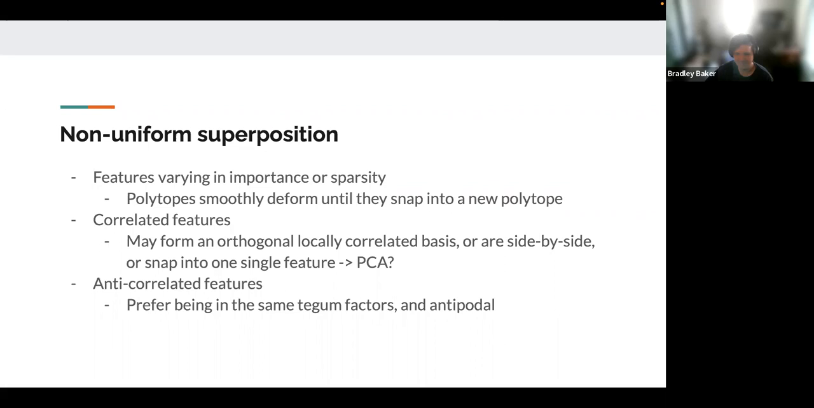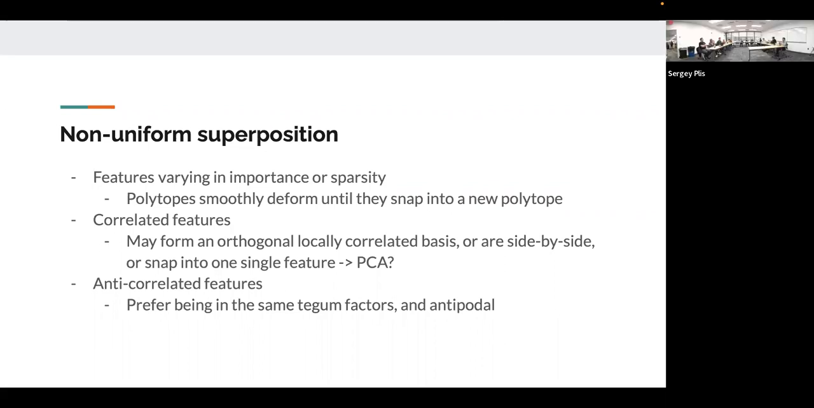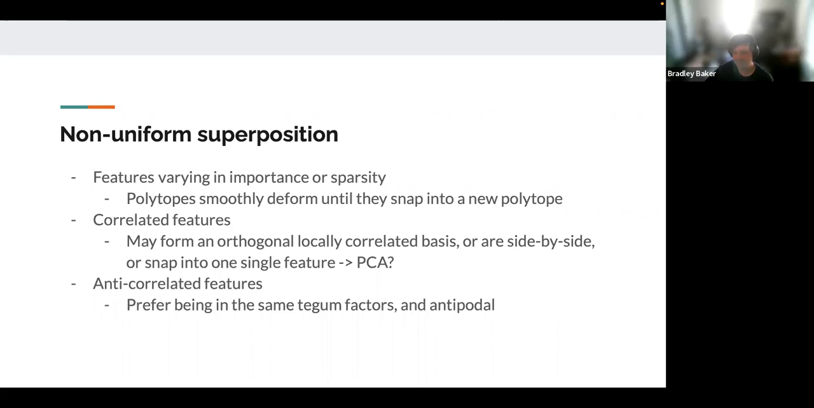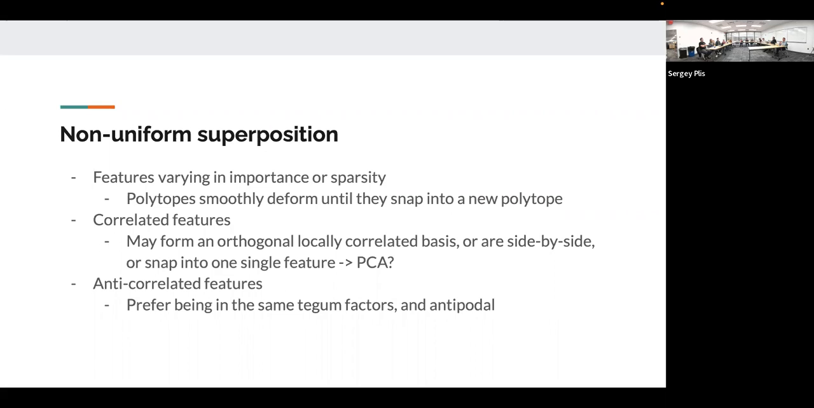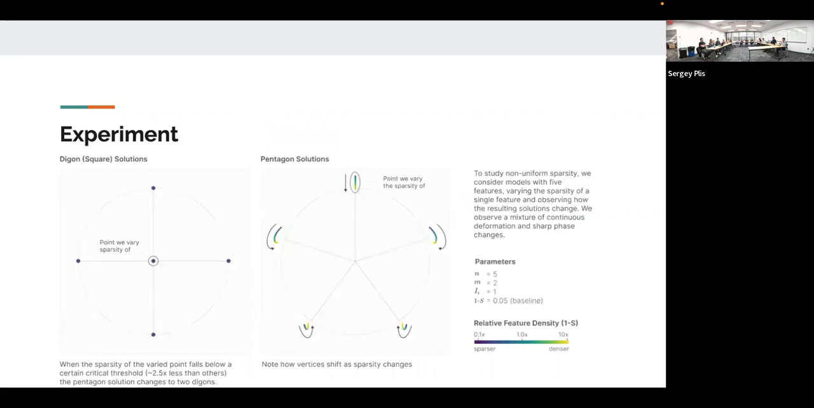Cool. After this, word spread, and they said, let's publish it as quickly as it's ready. We need to get someone to look at it, and we need to just get it out. And so now they're going to do a more intense analysis, with non-uniform superposition. Now the features vary in importance or sparsity, and they have correlated and anti-correlated features. So this is their experiment: if you have 5 features and you vary the sparsity, you get a pentagon solution essentially.